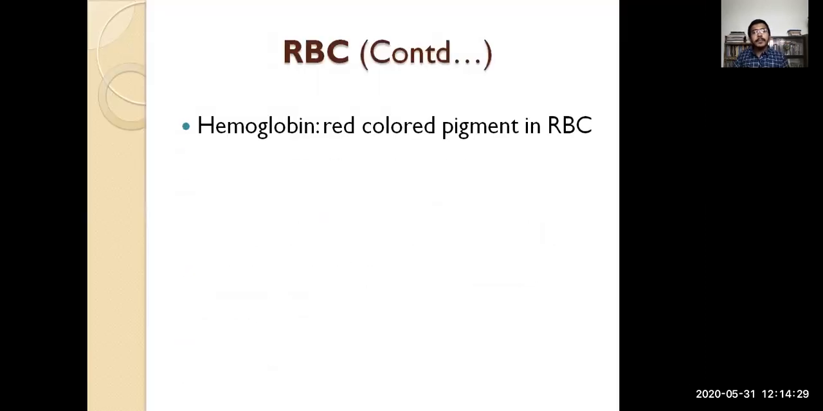And these RBCs consist of a red colored pigment which is called hemoglobin. This hemoglobin is responsible to carry the oxygen molecules or oxygenated blood from the lungs to the different body tissues, and this will provide oxygen to the respective tissues so that the normal cell can perform the metabolic pathway, and it helps to provide energy so that the cell can perform its different types of cellular function.